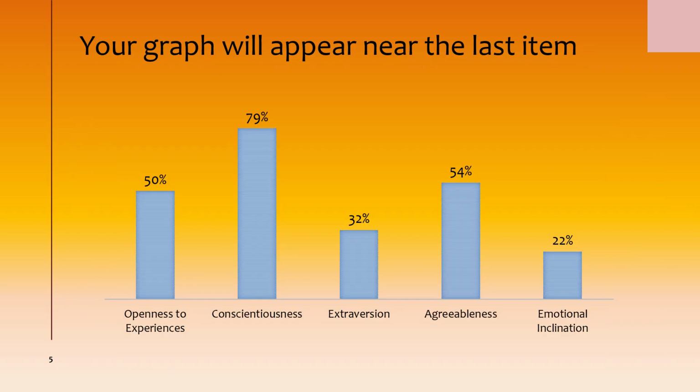Your responses will generate a graph that looks like this one. It shows the relative strength of each trait. The percentages will not add up to 100%. That's because each trait is measured separately. The purpose of the graph is to allow you to compare your graph with your partner's graph to identify traits where there may be conflict in your relationship. We'll show you how this works in the next slide.